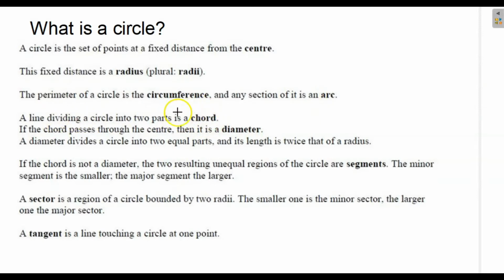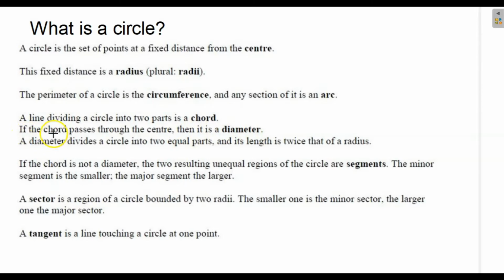Another term we'll be using in our discussion is a chord. And someone may ask, what then is a chord? A chord is a line dividing a circle into 2 parts. Now, when you draw a line that divides a circle into 2 equal parts, then that line becomes a diameter. So we say a diameter is a chord.